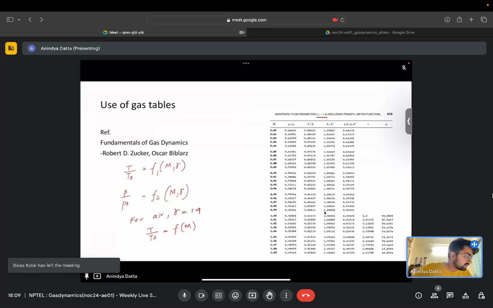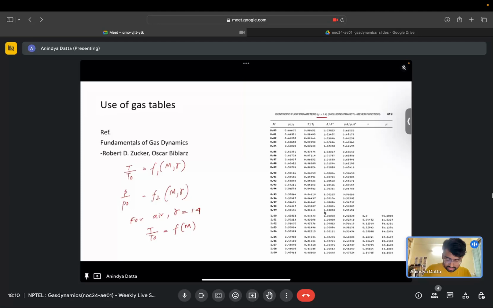Then nu is a parameter. We'll discuss what nu is later in the course when we start discussing expansion fans. And mu, as you know, is the Mach angle. We know the Mach angle is defined only when the Mach number is greater than or equal to 1, so those values are given only for Mach numbers greater than 1. This is how the gas table for isentropic flow parameters looks.